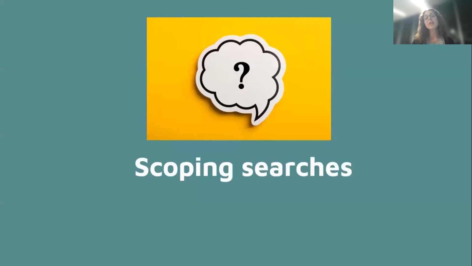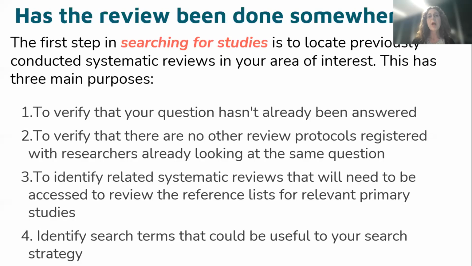And as you're formulating your question as well, you should be doing scoping searches. So the two kind of happen in tandem. So the first step in searching for your studies is to locate previously conducted systematic reviews in your area of interest. The point of this is to verify that your question hasn't already been answered, because a systematic review is a time-intensive process. So you don't want to be spending time starting your systematic review and then realize that it's actually already been answered. It's also to verify that there are no other review protocols registered with researchers who are already looking at the same question. So they may not have completed it, but they may be in the process of doing it.